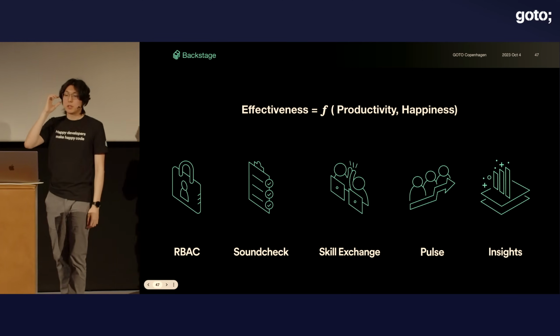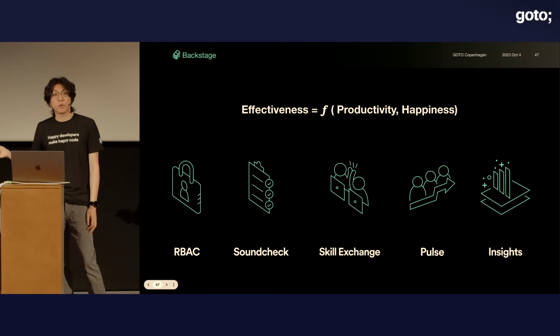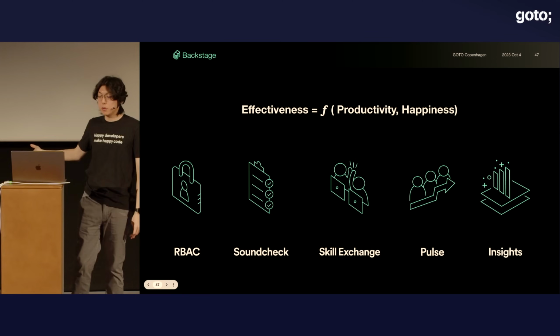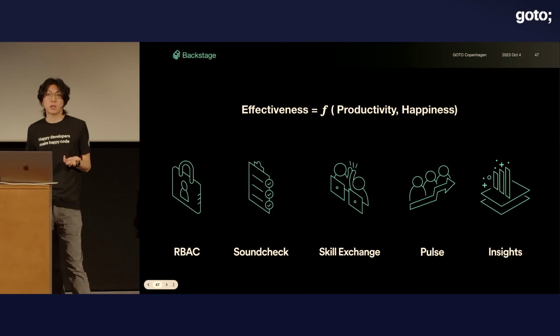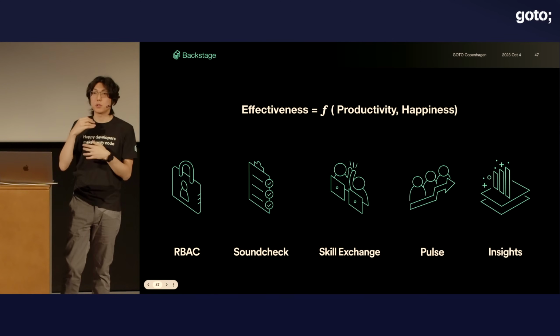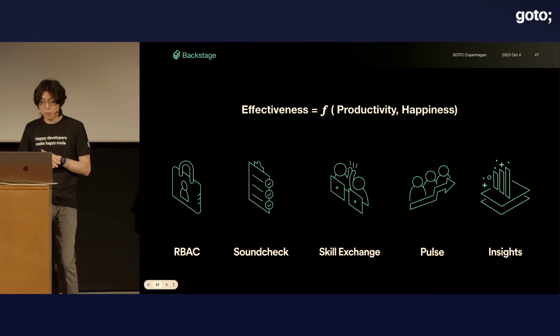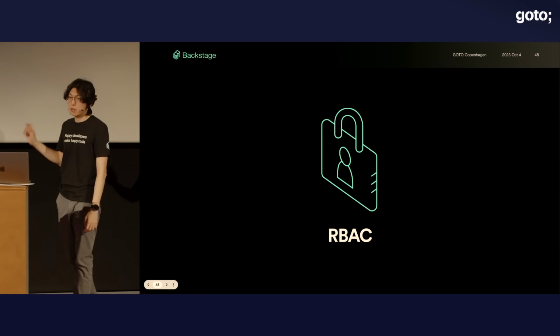You might already be able to see how some of these plugins rely heavily on the open source plugin features that we talked about before. Soundcheck, for example, pulls a lot of the information about your software components from the software catalog. Skill Exchange puts user entities that we talked about before front and center, adds some really great new attributes to those like skill tags, and that shows up on your Backstage user profile. Insights, of course, wouldn't be possible without the analytics tooling that is in the open source. And of course, the best example of this is our RBAC plugin.